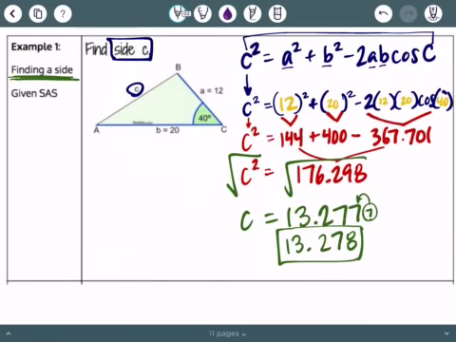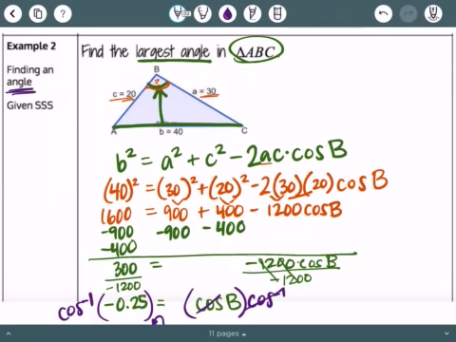Okay, so I'm going to use my first example if I want to find a side. I'm going to use my second example if I want to find an angle.